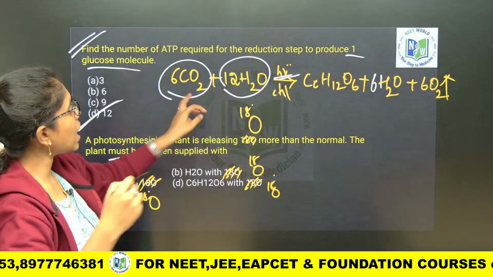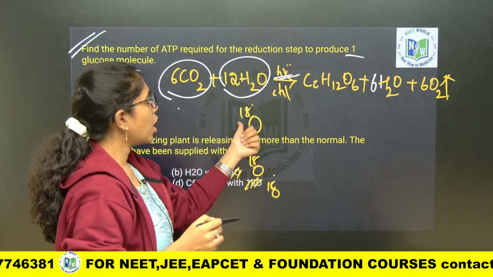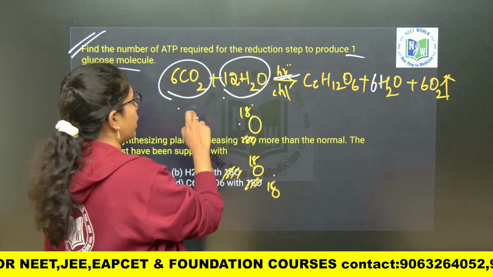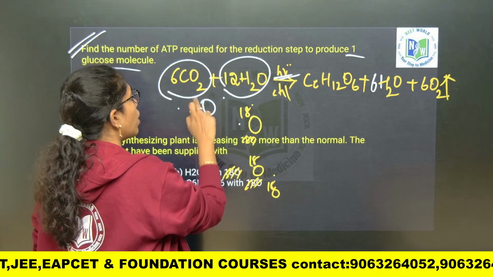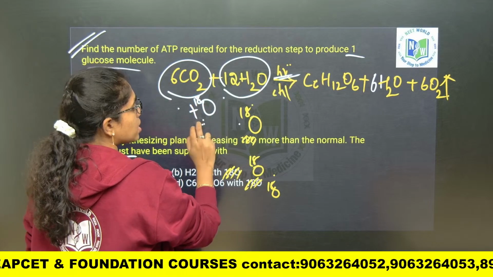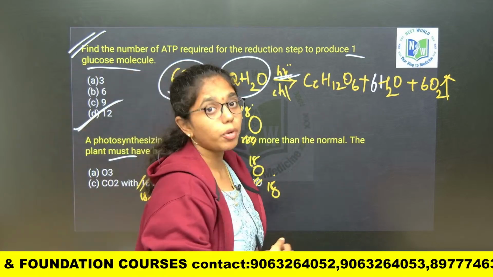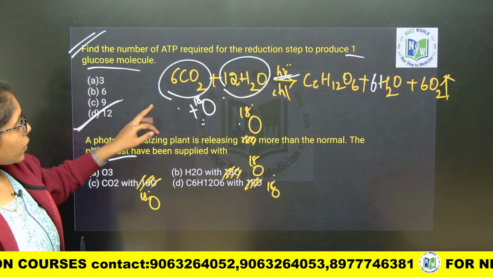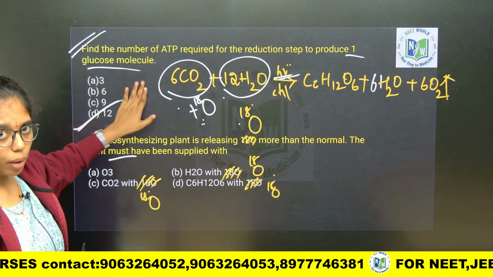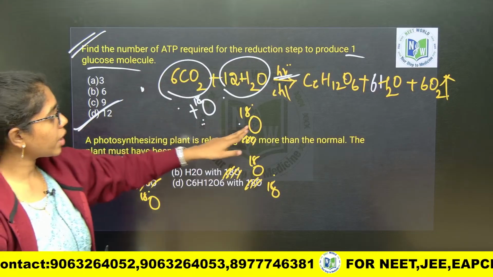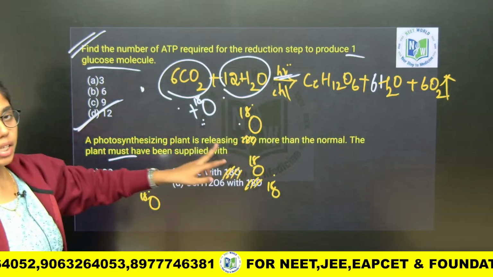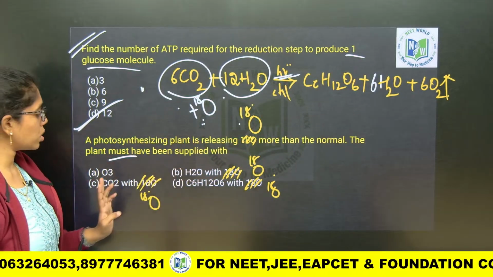If these are the raw materials, then you cannot see an O18 isotope. Along with these raw materials, if there is O18, then only you can see O18 in the products of photosynthesis. Understood? It is very simple. First you have to know what the raw materials are. Along with them, O18 has to be there. Then only on the product side can you get the oxygen 18 isotope from the photosynthesizing plant.